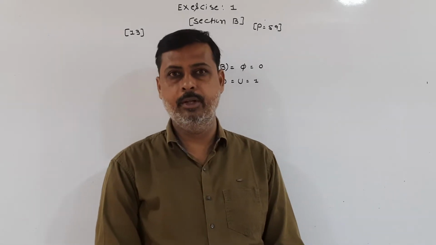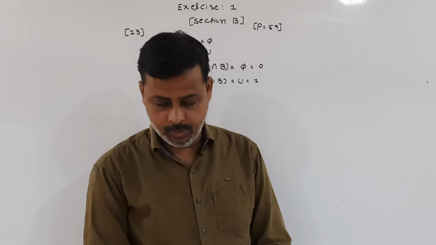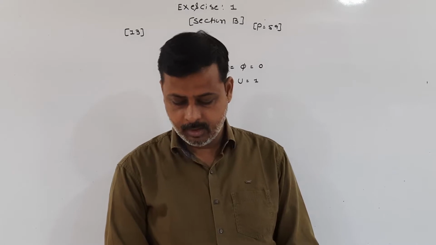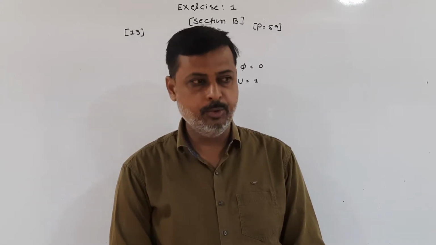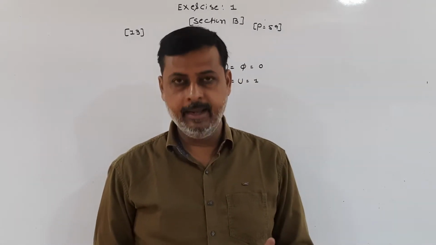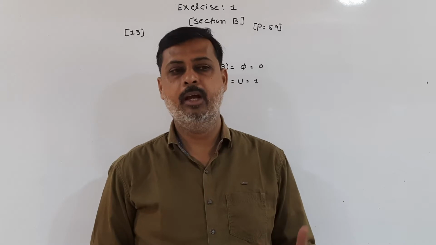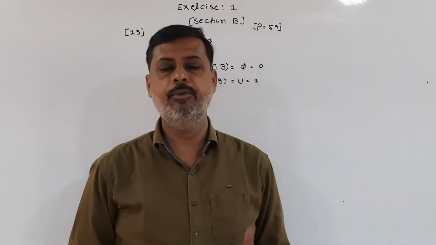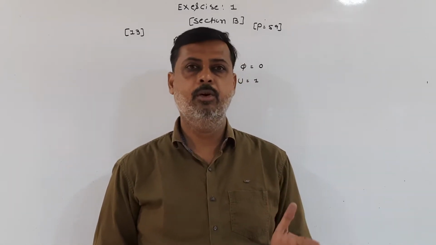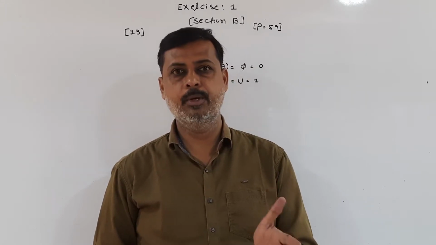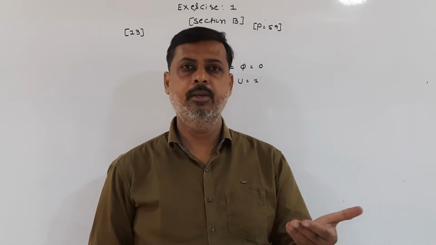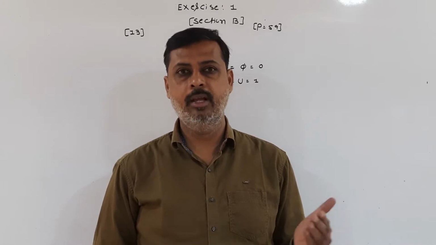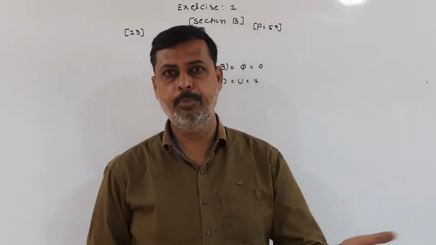Now, example number 14. If two events A and B in a sample space are independent, then state the formula for P of A union B. So here A and B are independent events and we have to write the formula of A union B. The formula of A union B is P of A plus P of B minus P of A intersection B. But if A and B are independent events, then P of A intersection B is equal to P of A into P of B.